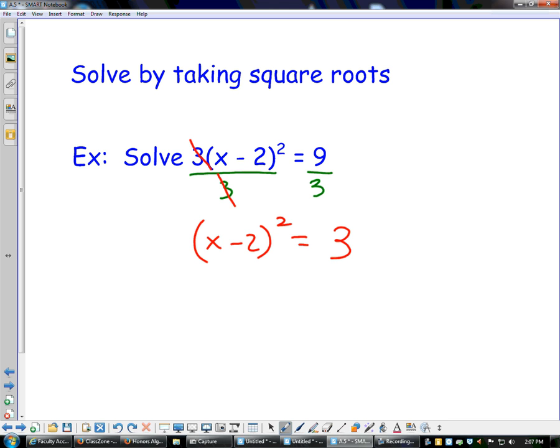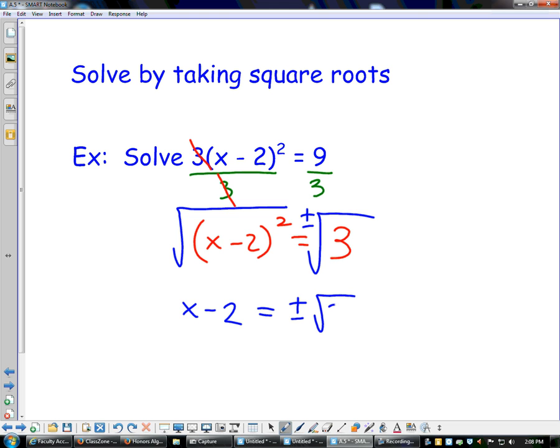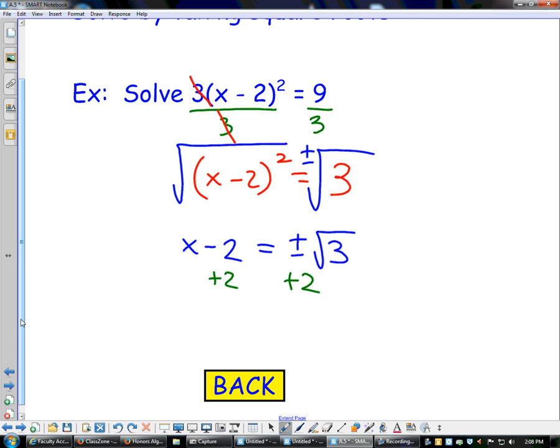At this point, we can take the square root of both sides of this equation. Again, don't forget the plus or minus. The square rooting and the squaring are canceling each other out here on the left, so we're just equal to x minus 2, equaling plus or minus the square root of 3. To get x by itself, last step is to add 2 to both sides, and so we would end up getting x equaling 2 plus or minus square root of 3.